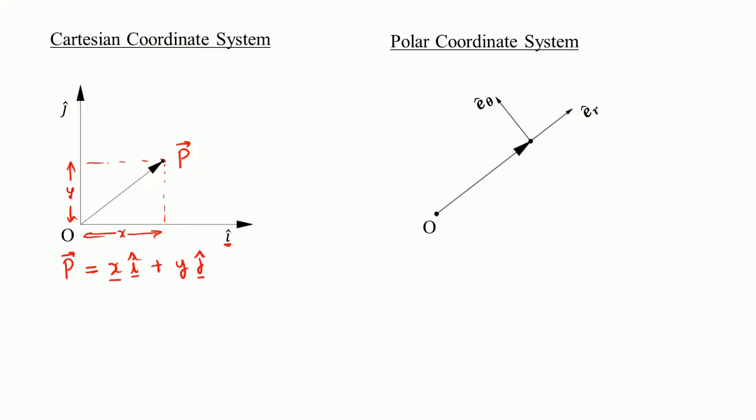Now how do we specify a point in a polar coordinate system? In a polar coordinate system, the point P is specified in relation to the origin O. But here the difference is that the distance from O to P is a direction which is taken as er direction. And the direction perpendicular to the er direction in the anti-clockwise direction is called e theta. If you rotate this er by 90 degree anti-clockwise, you get e theta unit vector.